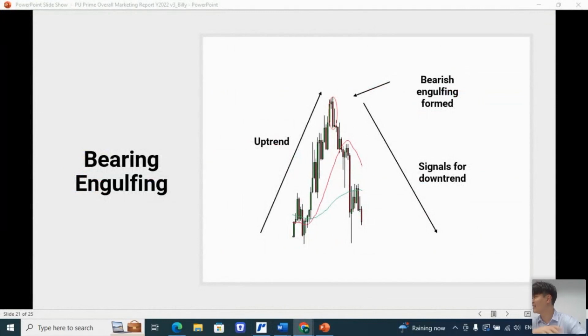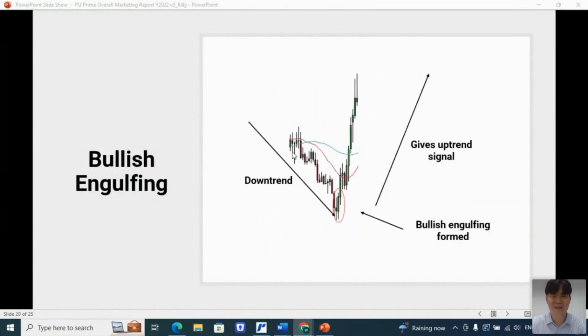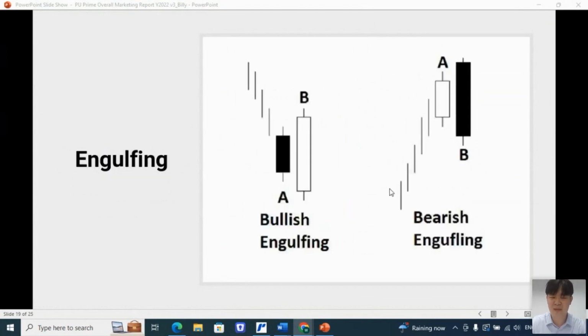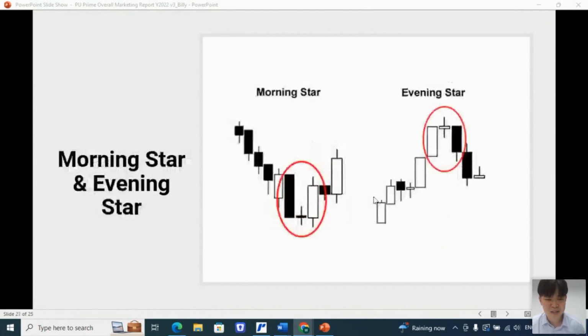So I hope you guys understand all the candlestick patterns, and you can enhance your trading strategy. Another thing, which is the last candlestick pattern that we are going to talk about today, then we will move on to the Q&A sessions for 10 minutes.